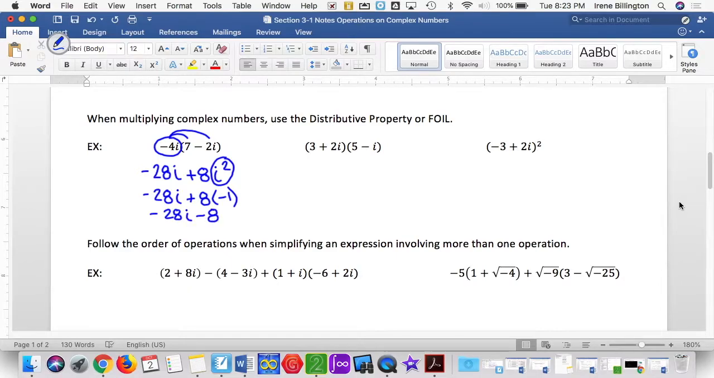However, this can't be my final answer because we know to write our final answer as a complex number, the real part needs to be followed by the imaginary part. So your final answer here would be negative 8 minus 28i.